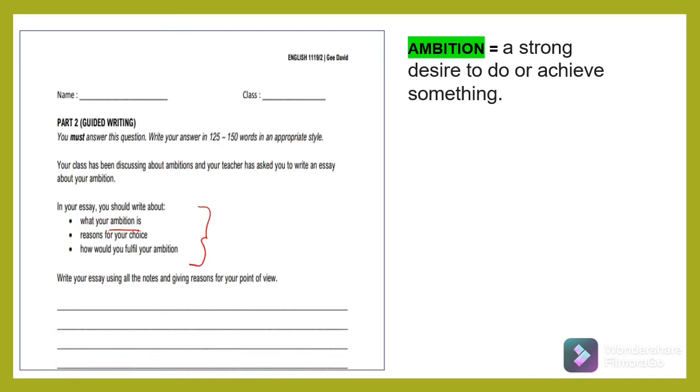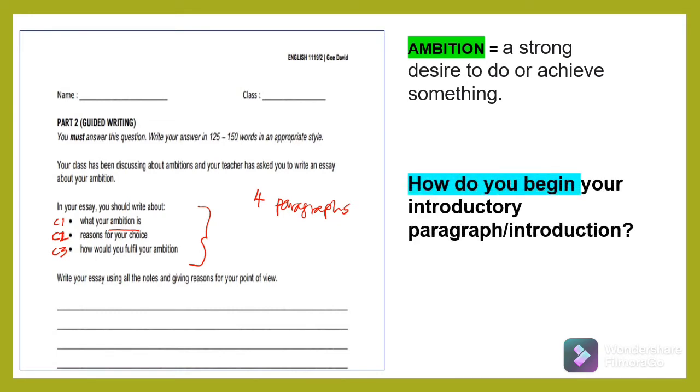So if you look at the stimulus here, okay, you have 3 points given: content point 1, content point 2, and also content point 3. So meaning you have to write 4 paragraphs. Okay, and you also have to think of how to start the introduction or the introductory paragraph. Okay, how do you start the first paragraph? What should you write in your introduction so that readers will read your essay till the end?